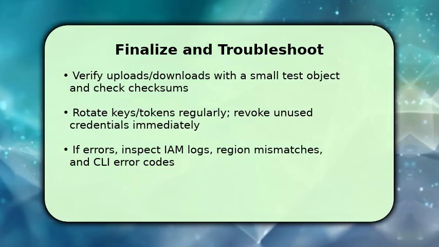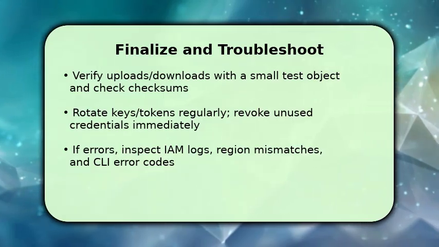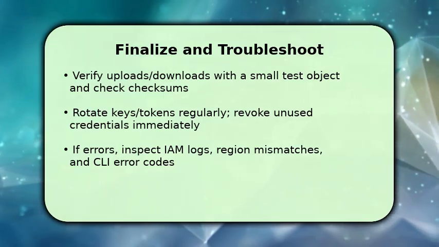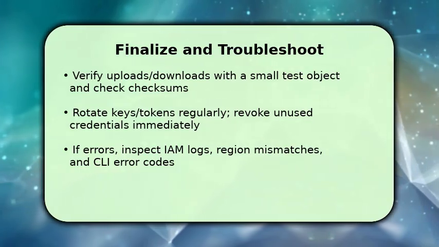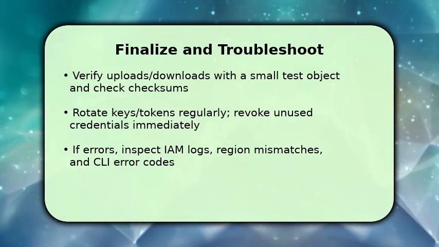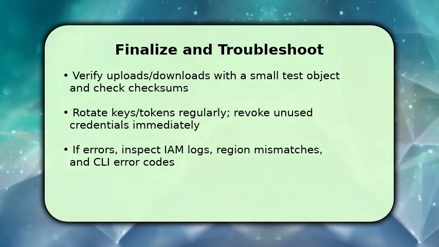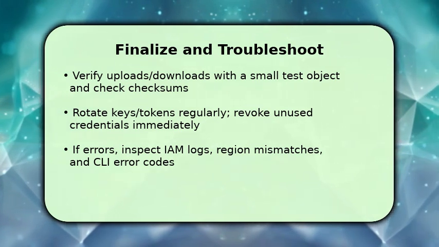Once confirmed, enforce key rotation and remove any unused tokens to reduce risk. If you encounter problems, check IAM audit logs and ensure the bucket region matches your client settings. Many failures stem from region mismatches or missing roles. If the CLI returns an error code, copy it and consult the error message for the precise remediation step.